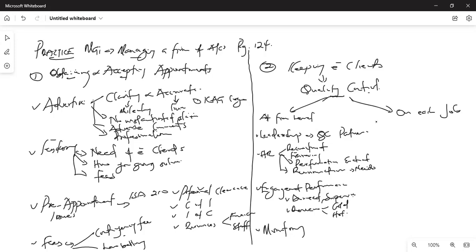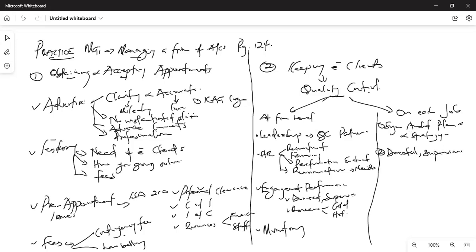Now, quality control on the specific job, we say that when you give the job, you have to sign the audit plan and strategy. The strategy is the overall. The plan is the detailed description of how you are going to do the job. So it has to be signed. The planning has to be signed by your supervisor before you even start the work. Now, when you are on the work, you are directed, you are supervised, and review has to be done. Okay, at any point in time.